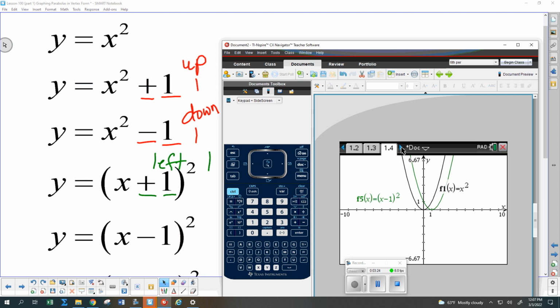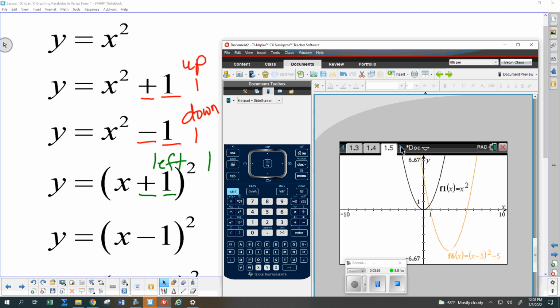So we're seeing if we have a number on the outside, that tells us it goes up or down that many. So that's changing the y coordinates of everything on the parabola, but especially the vertex. This one moved the y coordinate up 1. This moved the y coordinate down 1. When it was on the inside, it moved it side to side. When we had the +1, it went left 1, the opposite way. It moved that vertex 1 to the left or 1 to the right.